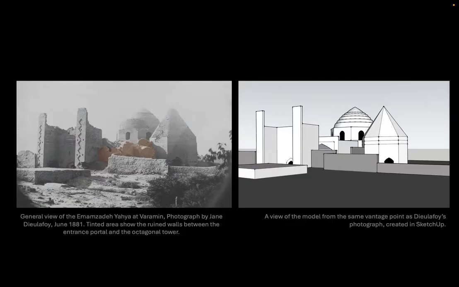Identifying the eyvan also raises new questions about other architectural elements visible in Dieulafoy's photograph. Several ruined walls appear to connect the octagonal tower and the entrance portal. Dieulafoy herself mentions the distinctive way in which old and new masonry were joined together, which may refer to these now lost elements. Although their precise configuration cannot yet be reconstructed, simple modeling might provide a framework to investigate these structures in future research.